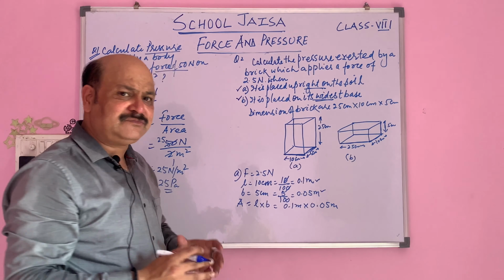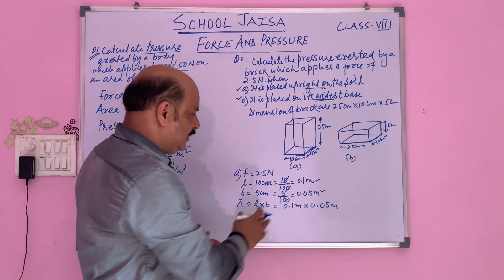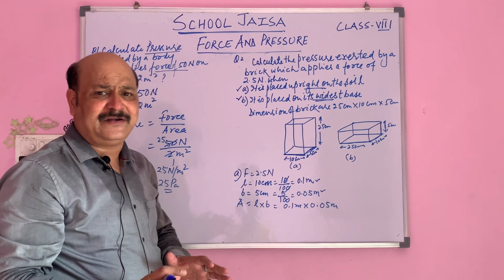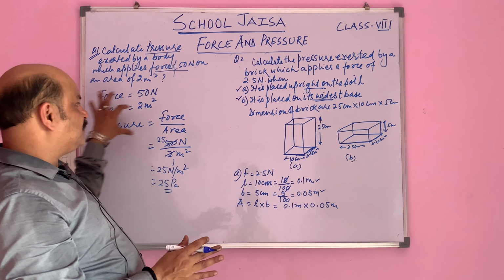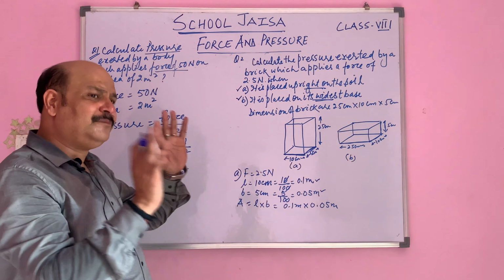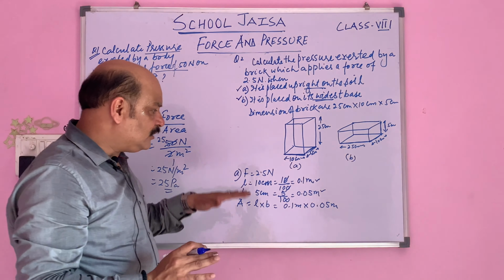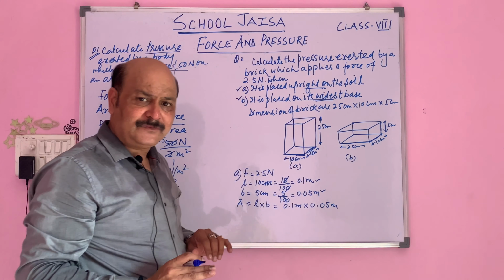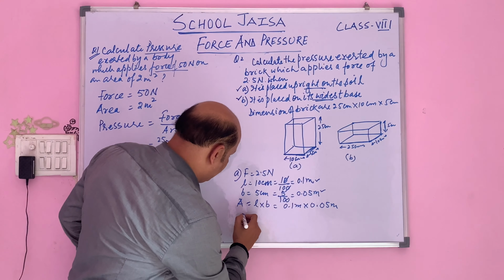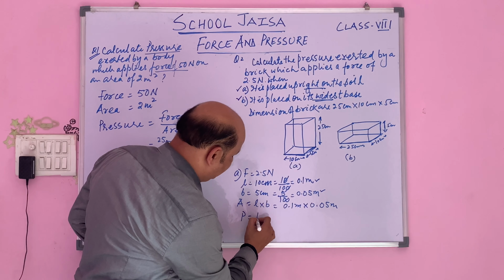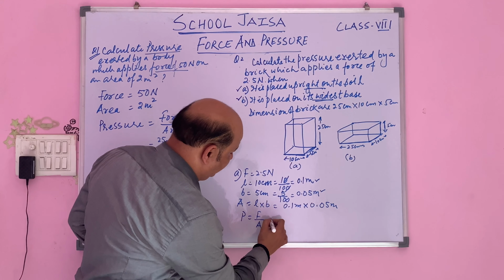Now here, most of the children solve it over here. Don't solve it. Why? Because when you put it into this formula, it will automatically get solved. So don't waste time solving it, otherwise you can make a mistake. So now we are going to do it like this: the pressure is equal to force upon area.